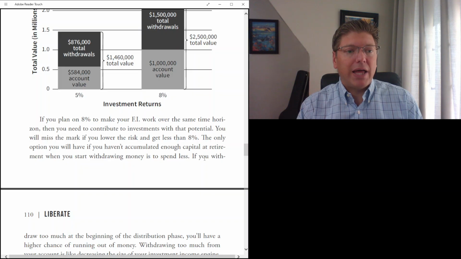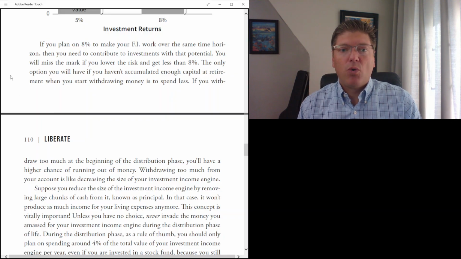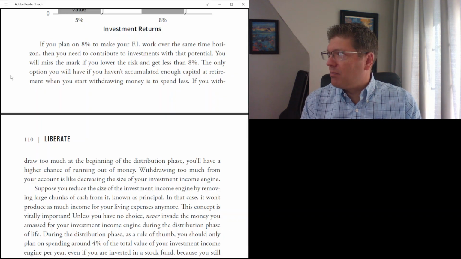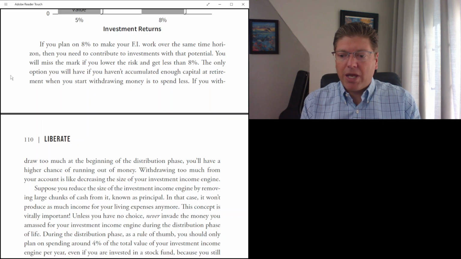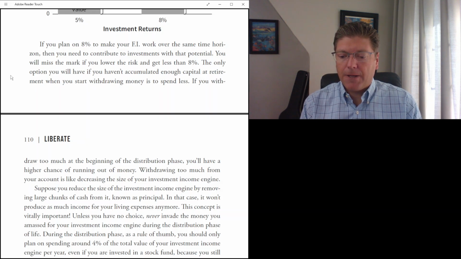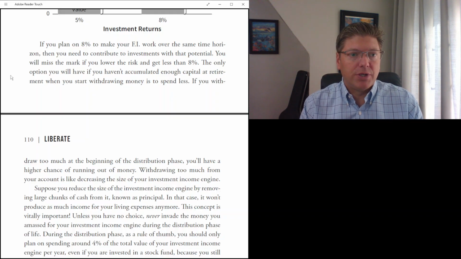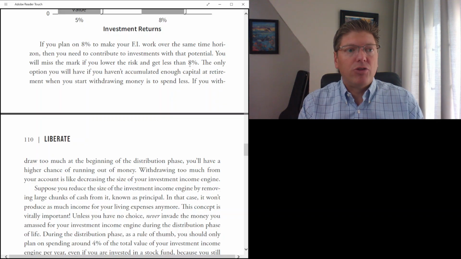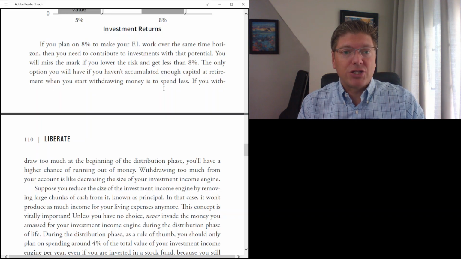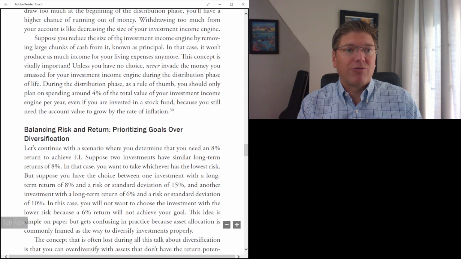Okay, so if you plan on 8% to make your FI work over the same time horizon, then you need to contribute to investments with that potential. This is the meat of the idea, depending on which number you use to calculate your ending value that you're trying to accumulate. You will miss the mark if you lower the risk and get less than 8%. The only option you will have if you haven't accumulated enough capital at retirement when you start withdrawing money is to spend less. If you withdraw too much at the beginning of the distribution phase, you'll have a higher chance of running out of money.